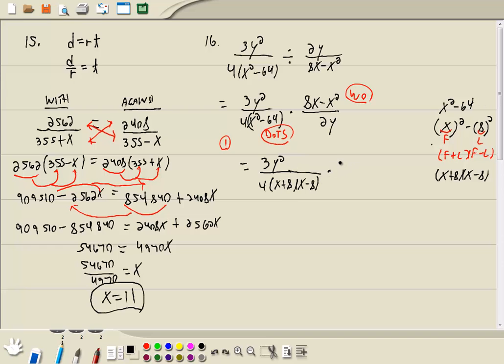Times negative x squared plus 8x. Remember, when you rearrange terms, whatever sign is in front of them has to go with them. So that negative in front of x squared remains out in front of the x squared.